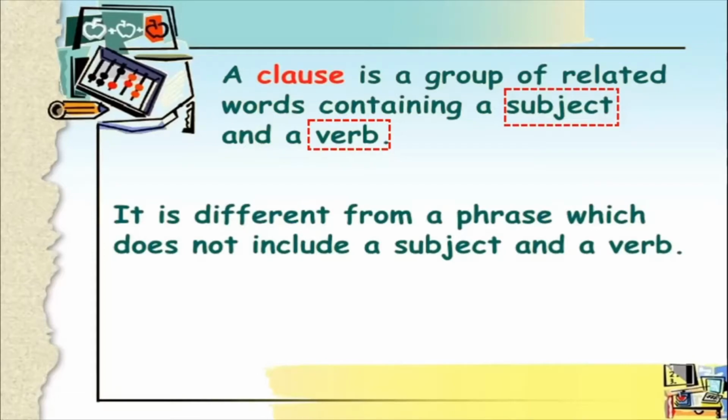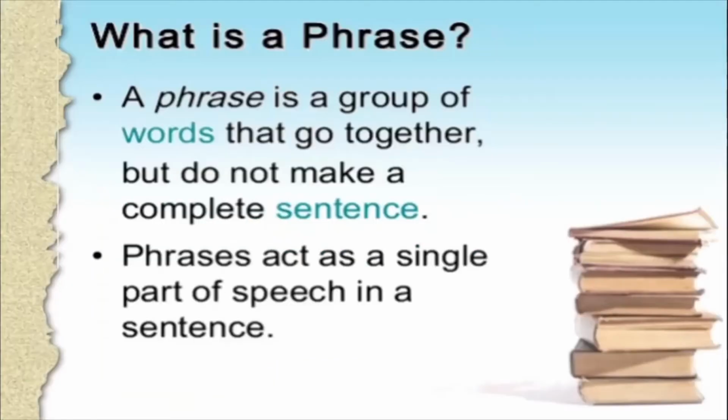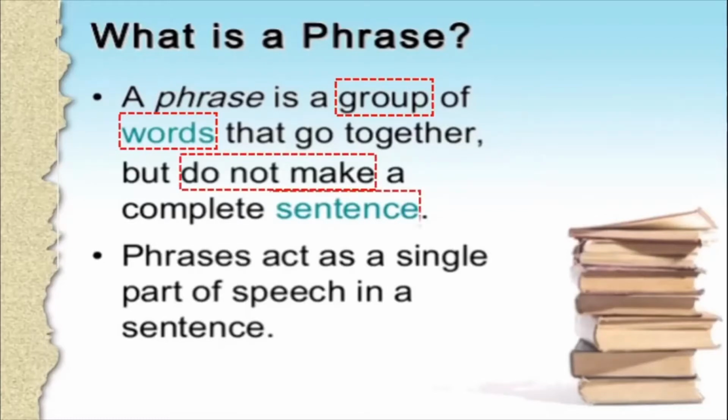What is the main difference? The phrase may not contain a subject and a verb, and it does not usually contain a subject and a verb. So we brought out the difference between the phrase and the clause. We also saw in detail what a phrase is. A phrase is a group of words that usually go together, but they do not make a complete sentence, that is, they do not make complete sense. Alright, so we discussed all this last time.